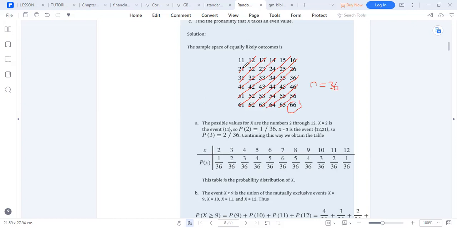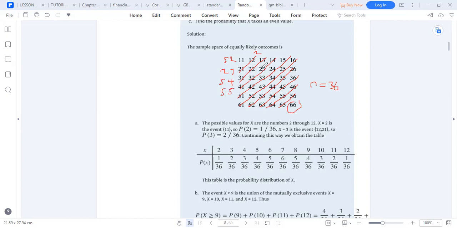3, how many are they? 2 plus 1, 1 plus 2 and 2 plus 1. These are only 2 outcomes. So 2 out of what? 36. So this is sum 2. This is sum 3. This is sum 4. This is sum of what? 5. 4 plus 1, 3.